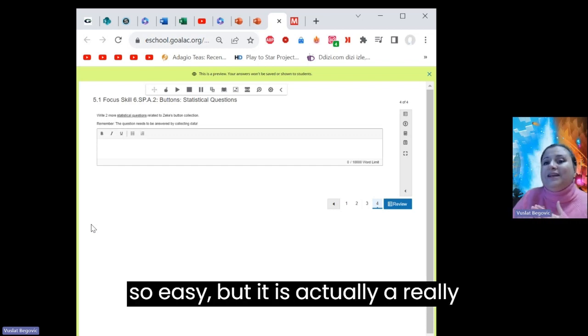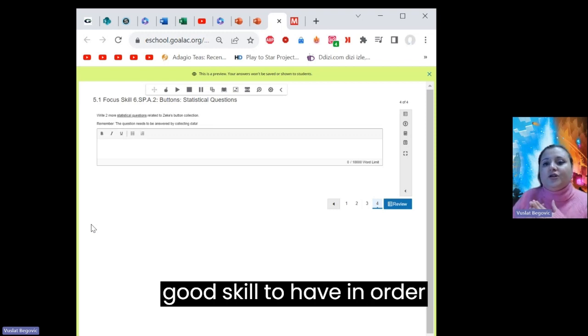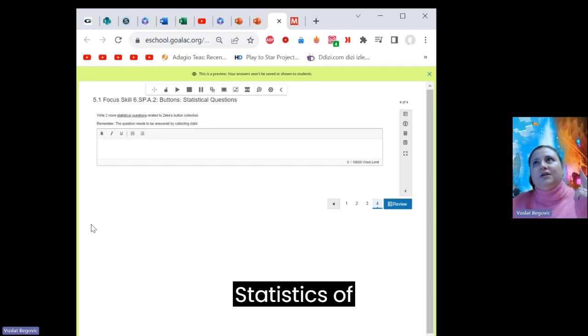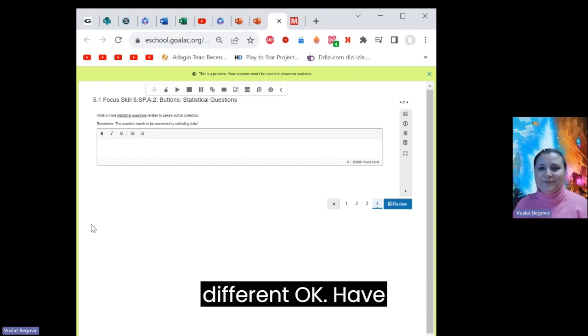This looks so easy, but it is actually a really good skill to have in order to accomplish so many things in statistics, which is a department in math, different. Okay.